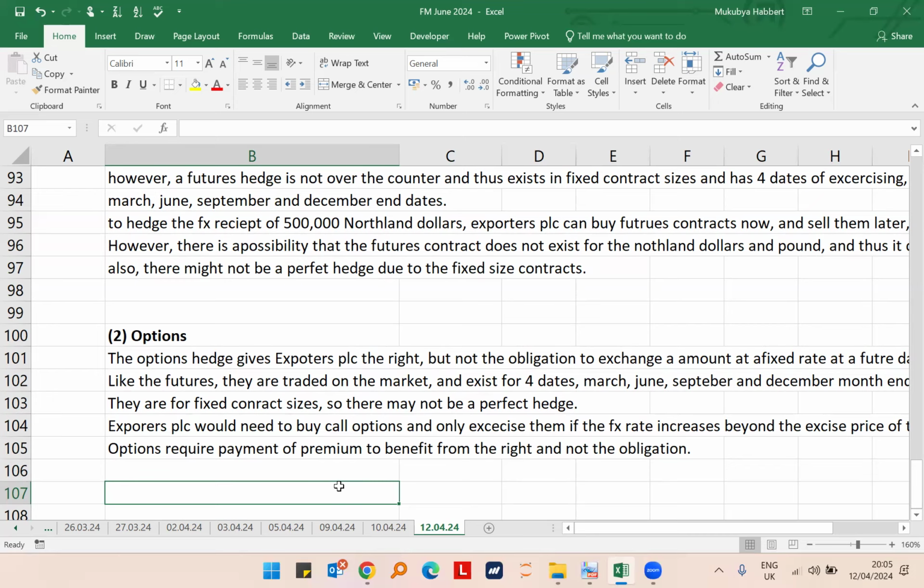We have March, and they also exist. You have 4. They usually have 4 dates: March, June, September, December. So you always choose the one that you buy on the market based on your transaction date, the anticipation that you are going to transact. So that's the 4-month thing, or the 4-date thing in this case.